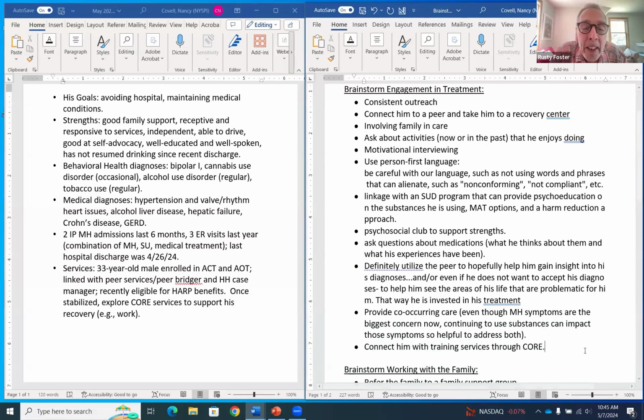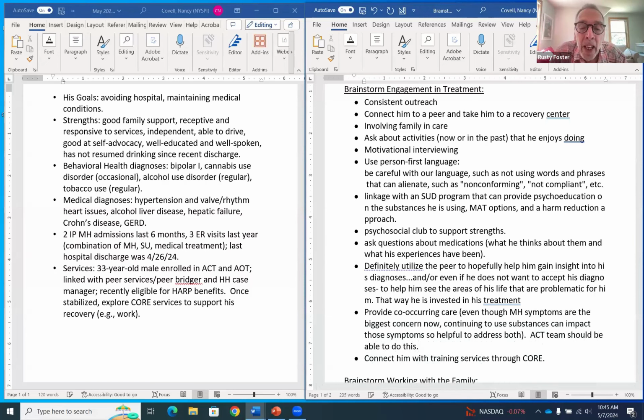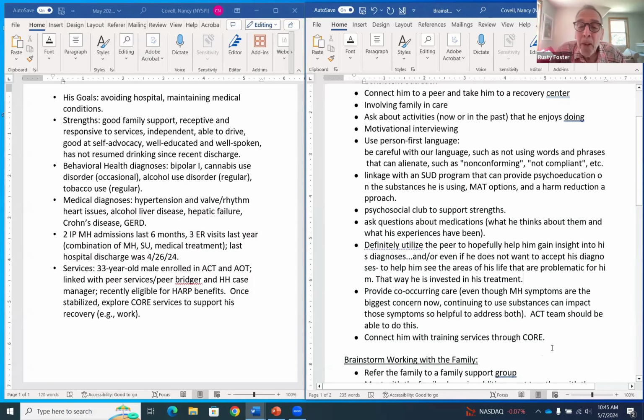Okay, so Tilia put, definitely utilize the peer to hopefully help him gain insight into his diagnoses. And even if he does not want to accept his diagnoses, have the peer help him see the areas of his life that are problematic for him. That way he is invested in his treatment. Okay, thank you, Tilia. Excellent.